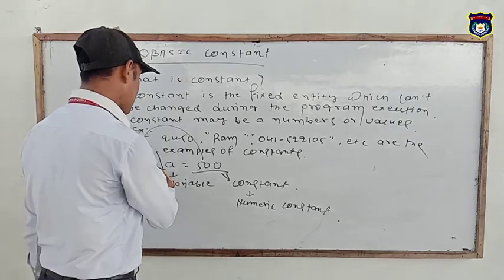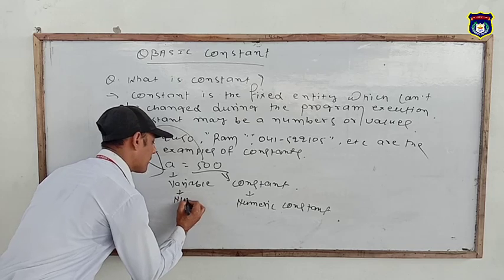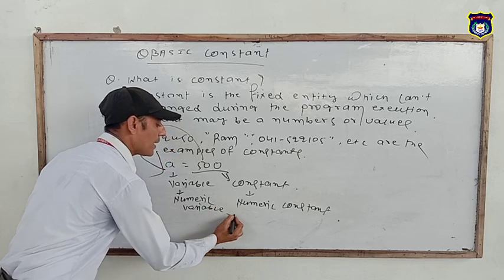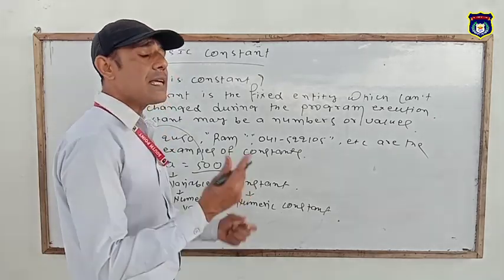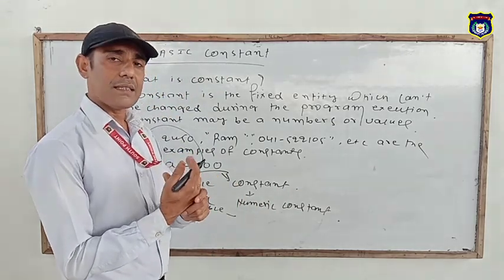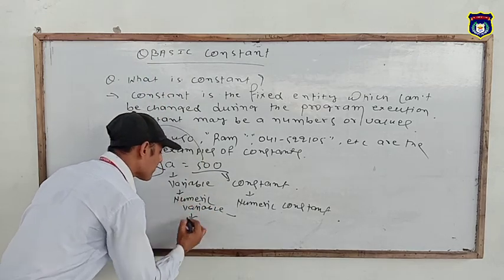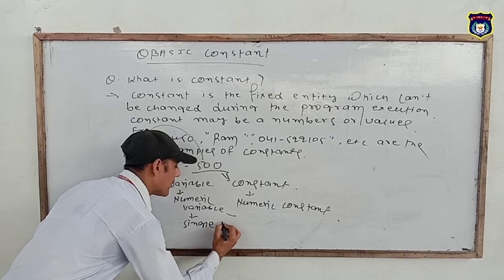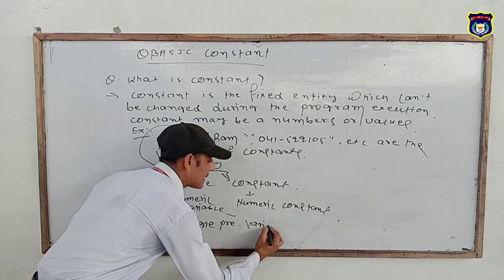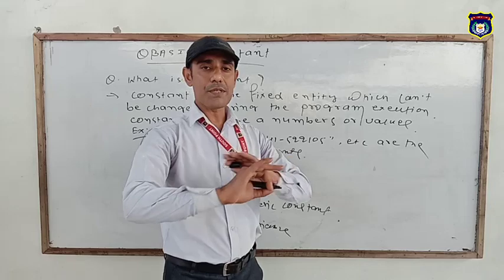Next, a equal to 500. A is the variable. What type of variable? It is the numeric variable which stores numeric values. There are three types of numeric variables: one is the integer variable, another is the single precision variable, and the third is the double precision variable. The single precision variable is called the default variable. Default means which doesn't use any sign.